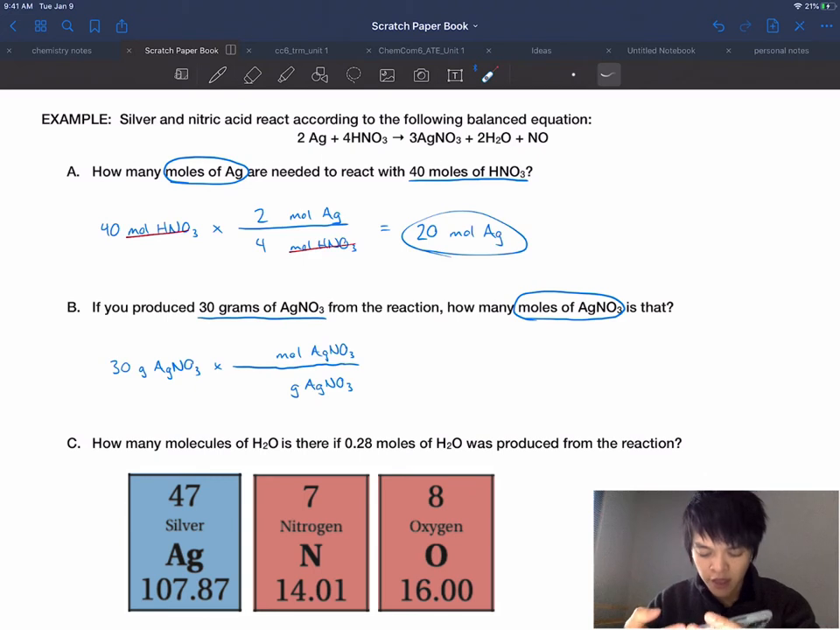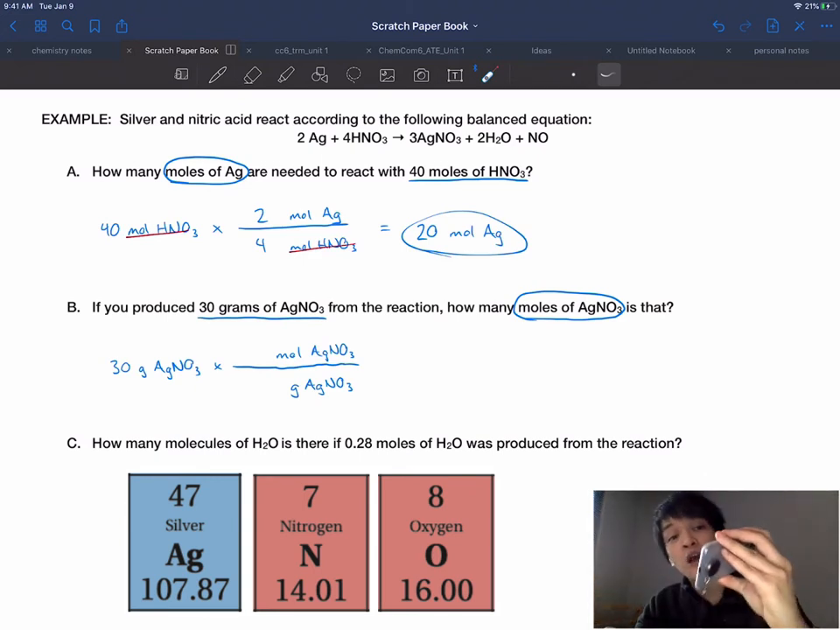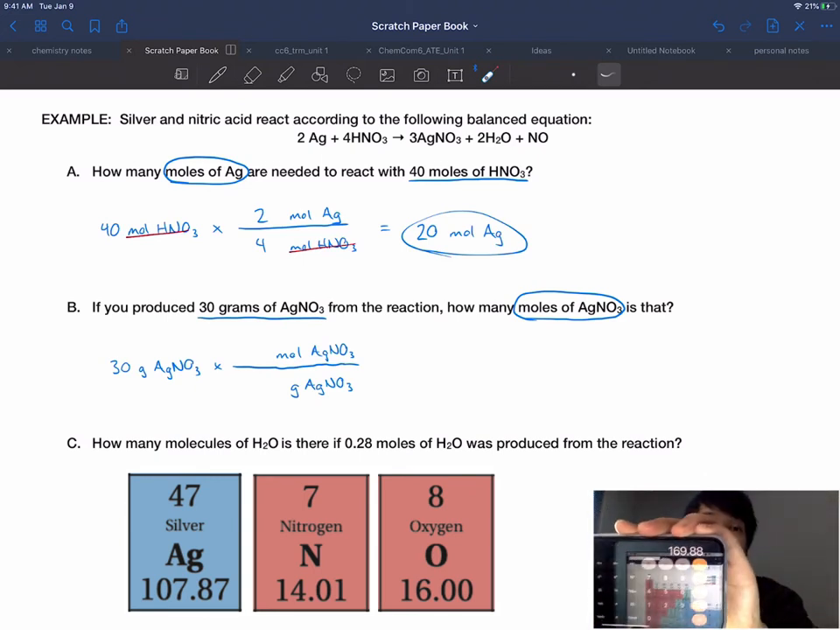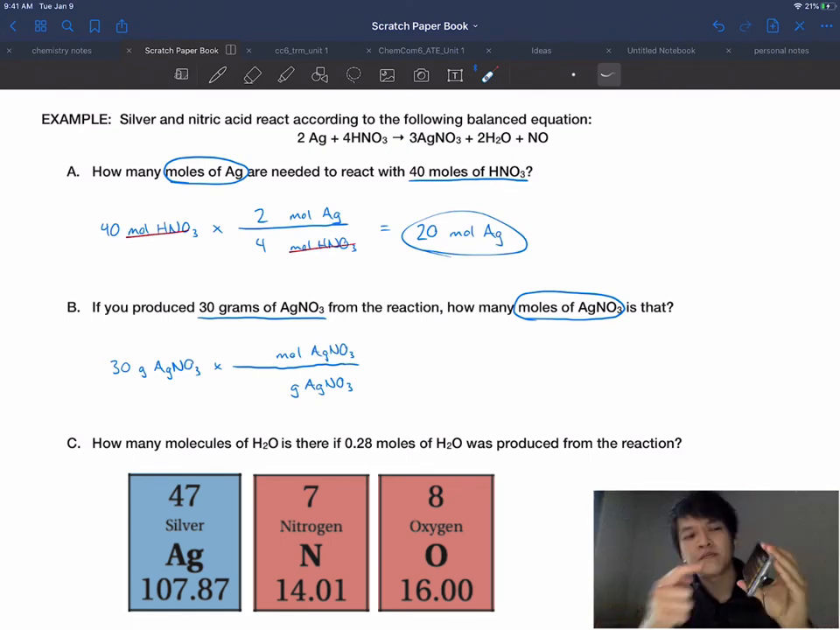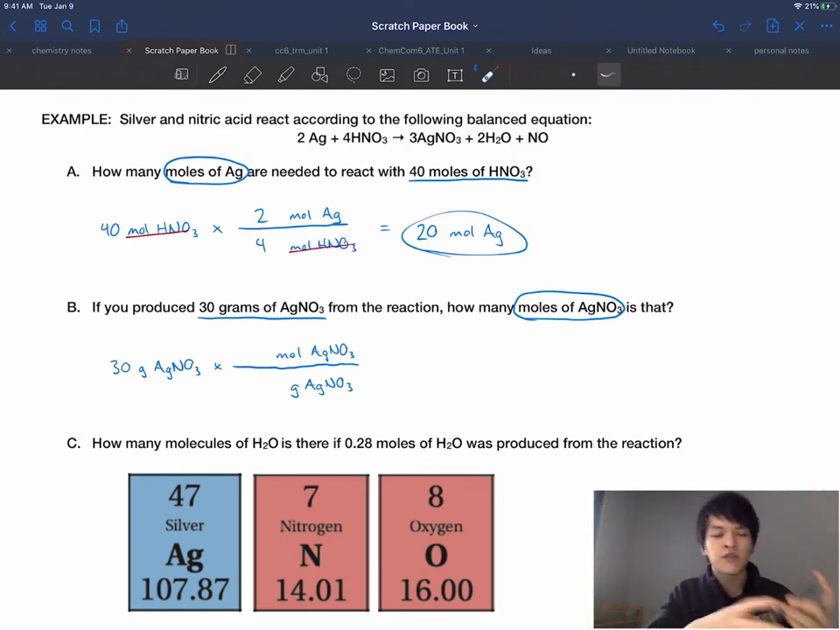Okay, so again, one silver, one nitrogen, three oxygens. I'm getting 169.88 for the molar mass. So that's how many grams there are. This number is how many grams there are for 1 mole of silver nitrate. So if you think about what that means, where did the number go?